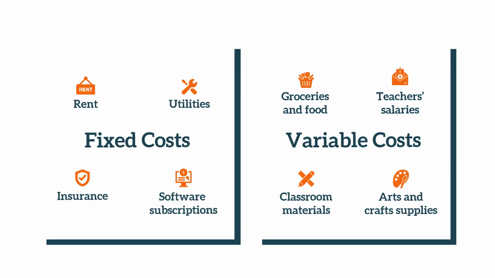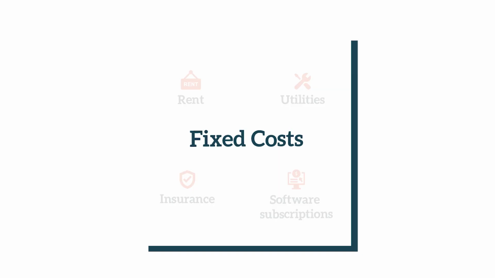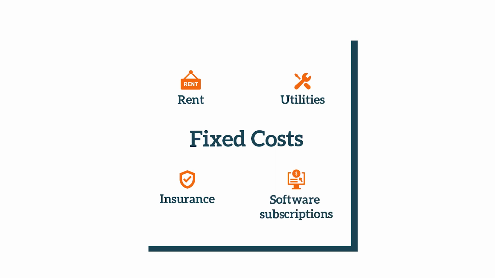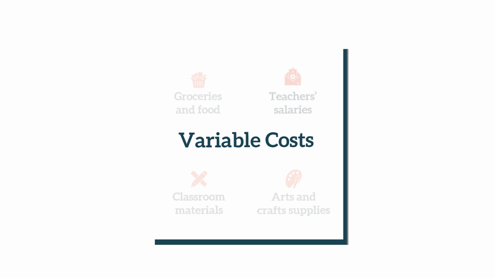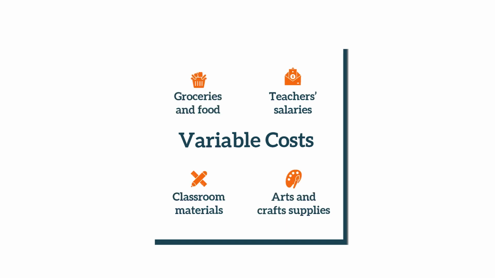Two major categories of expense that every childcare business needs to think about are fixed costs and variable costs. When we're talking about fixed costs, we're referring to costs that remain constant regardless of how many students you have enrolled. These include such things as rent, insurance, utilities, and software subscriptions. Variable costs, on the other hand, are costs that increase or decrease in relation to the number of students you have enrolled. These include things like teacher salaries, groceries and food, arts and craft supplies, and classroom materials.